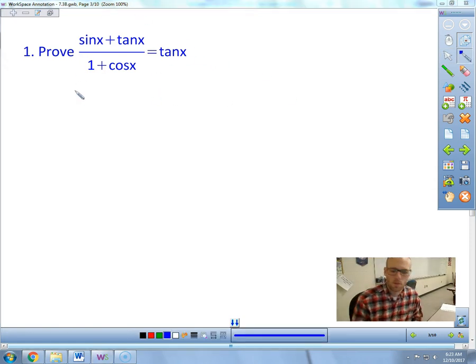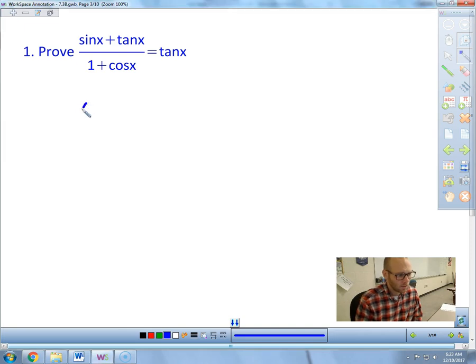Well, as I mentioned, it's usually easier to start with the more complex or complicated side. That's the left side here, so I'm going to work with that. Now, also looking at that, I have a tangent here. Probably in my best interest to switch that to a sine over cosine, might make something a little easier for me to see on what I could do.